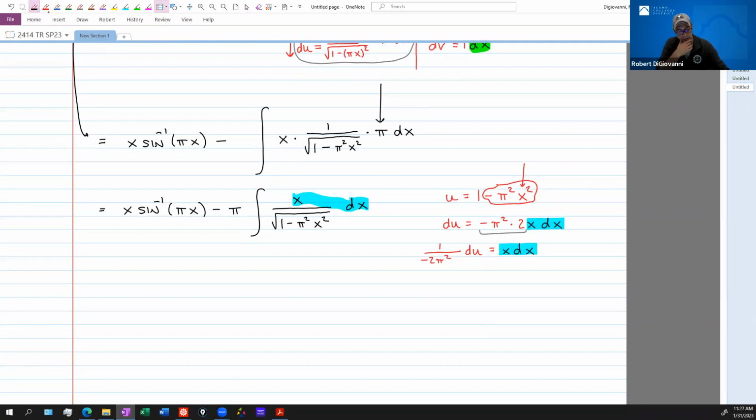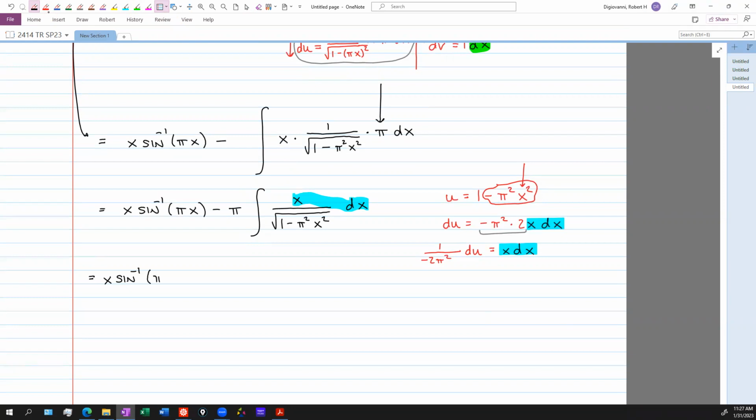Who has a question? Anybody? Why wouldn't the negative pi over 2 just cancel out again? Cancel out with what? Like when you're getting the derivative of that. When I'm getting the derivative. Why doesn't it go to 0? Since it's a constant.